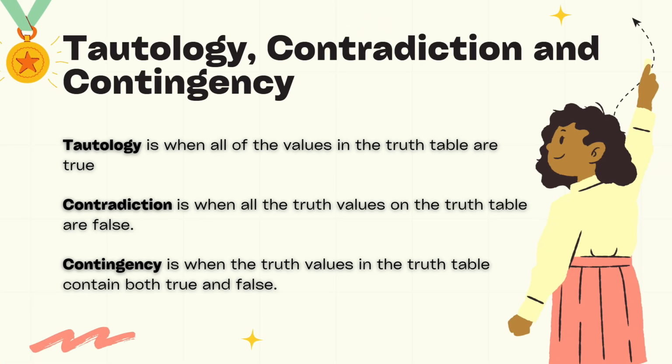Tautology, contradiction, and contingency. There are three important classifications in logic. First one, tautology is when all of the values in the truth table are true. Next, contradiction. Contradiction is when all the truth values on the truth table are false. And for the last one, contingency, it is when the truth values in the truth table contain both true and false. Most real-life systems, including password systems, fall under contingency because the result depends on the input conditions.